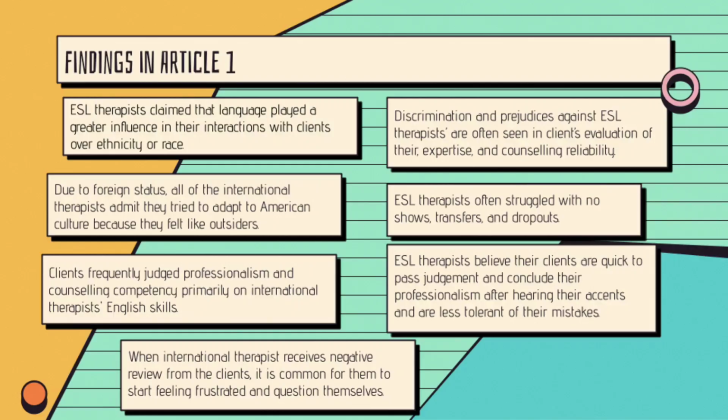Now, findings in Article 1. ESL therapists claim that language plays a greater influence in their interactions with clients over ethnicity or race. Due to foreign status, all of the international therapists admit that they try to adapt to American culture because they feel like outsiders. Clients frequently judge professionalism and counseling competency primarily on international therapists' English skills. Discrimination and prejudice against ESL therapists are often seen in clients' evaluation of their expertise and counseling reliability.